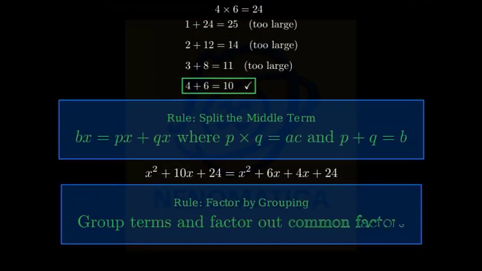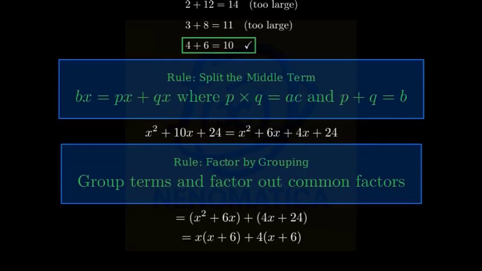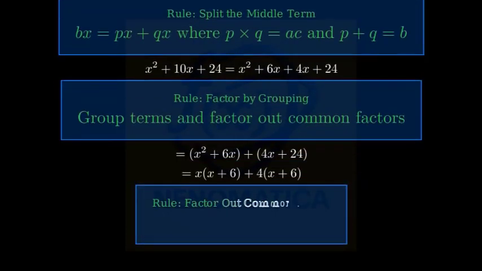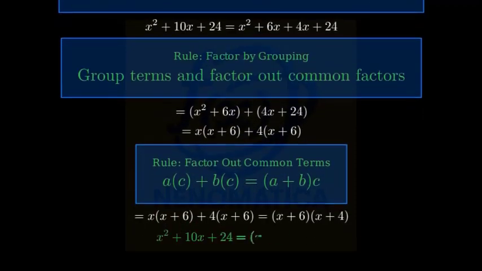Next, we can factor by grouping. We'll take out common factors from each pair of terms. From the first two terms, we can factor out an x, and from the last two terms, we can factor out a 4. Notice that we have a common factor of x plus 6 in both terms. So we can factor that out to get (x plus 6) times (x plus 4), which is our final answer. Let's verify this is correct by multiplying these factors.